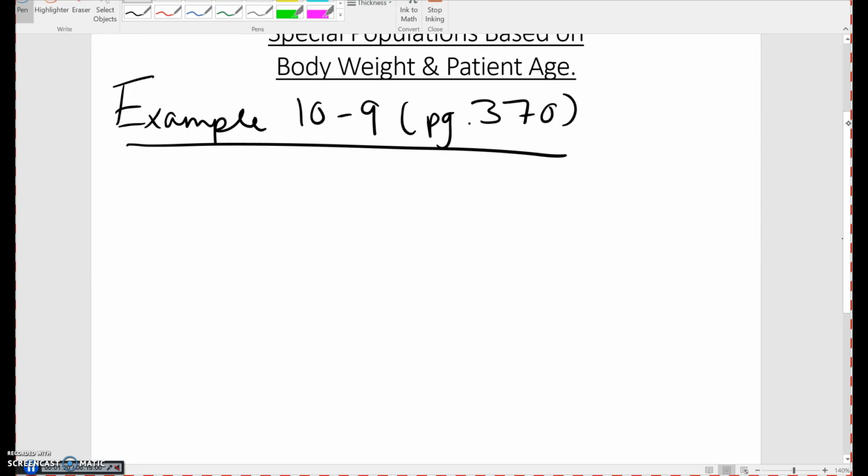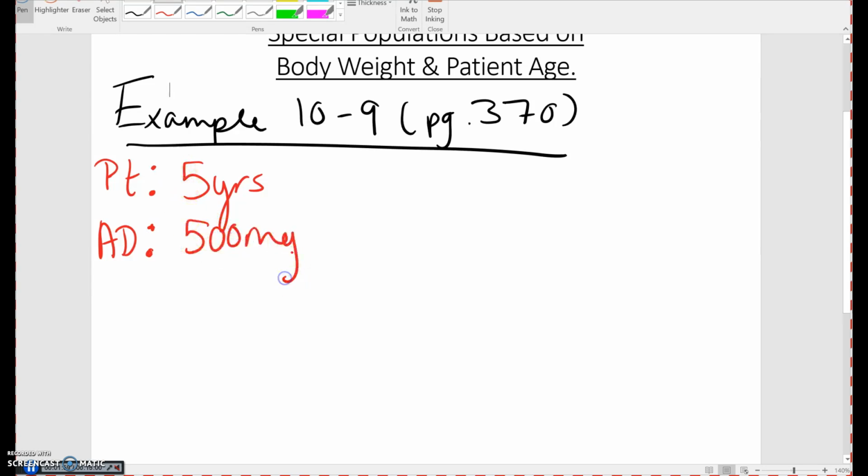This example reads that a physician orders amoxicillin for a 5-year-old child. The adult dose is 500 milligrams per dose. What dose would be given to the child? So again, what I do is I pull out the information that's needed. So the very first thing I'm going to pull out is the patient's info. Well, the patient is 5 years of age. The next thing I'm going to pull out is the adult dose. I'm going to abbreviate that as AD for adult dose. And it says the adult dose is what? 500 milligrams per dose.